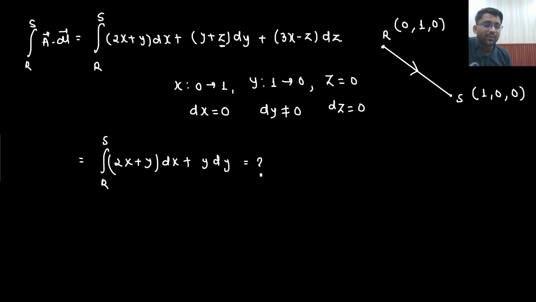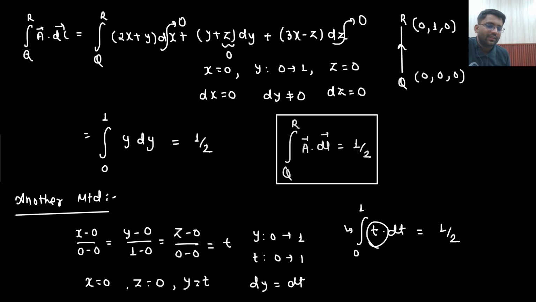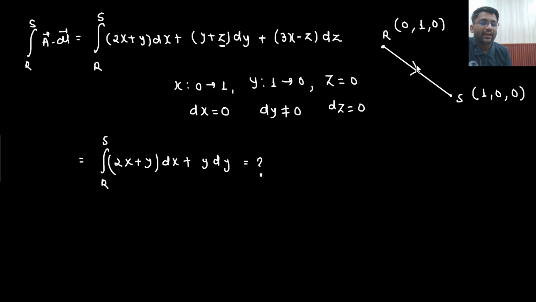Everything I need to take in one variable, which is t. Everything I will have to replace in one variable only. So what I will do is write down the equation of this line. What will be the equation of this line?